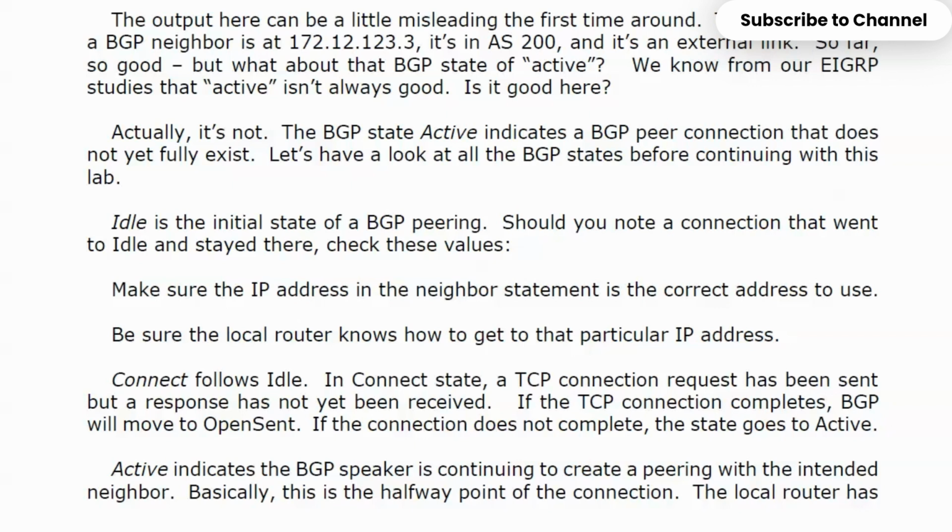First off, our states. We start with idle, and that's the initial state of a BGP peering. If you have a connection that goes to idle and stays there, I can practically guarantee you it's going to be one of these two things, 99.9% of the time. Make sure that the IP address in the neighbor statement is the one you meant to use. I know that sounds silly, but everybody mistypes a number sooner or later. I do it, you do it, everybody does it. Make sure the IP address in the neighbor statement is correct, because you're going to spend 20 minutes one day troubleshooting the complicated stuff, and then you're going to come back to that and say, oh, I can't believe it was the neighbor statement. Check that first.